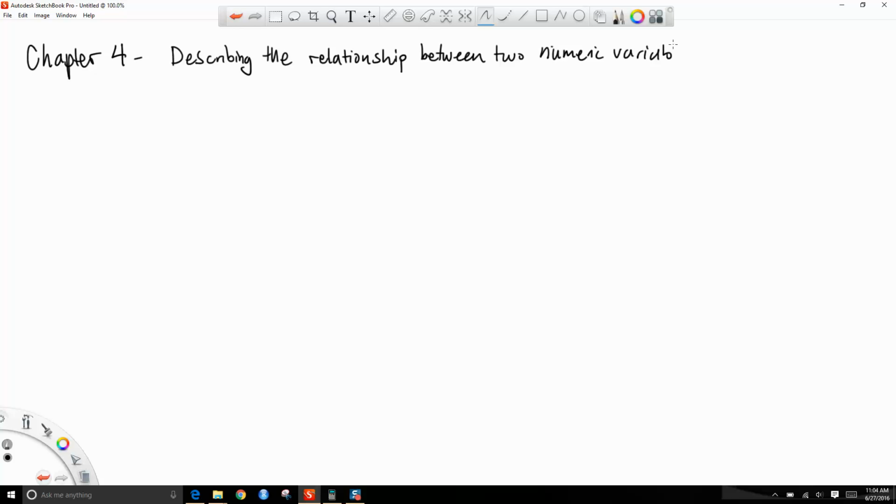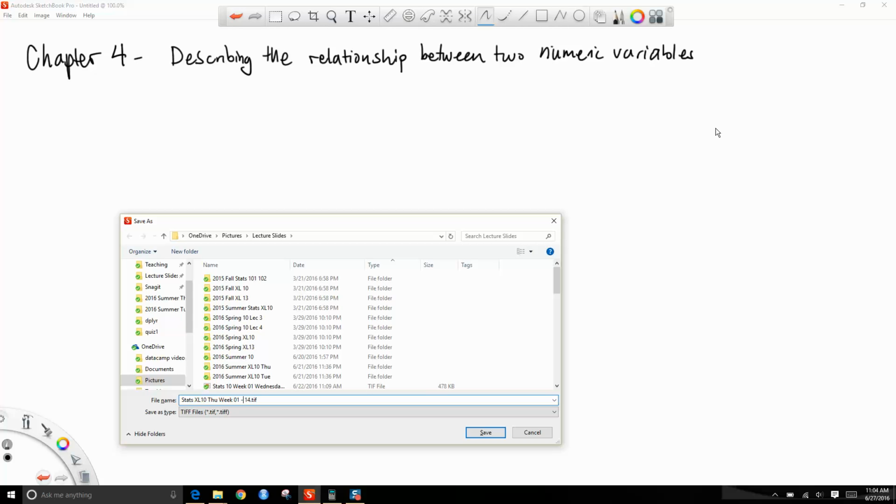Okay. Well, we'll get started on chapter 4 here. Chapter 4 still fits under the topic of descriptive statistics, and here we are describing the relationship between two numeric variables. Again, if we think back to the course overview, we begin with descriptive statistics. The big picture behind descriptive statistics is that we are trying to describe data that we have.